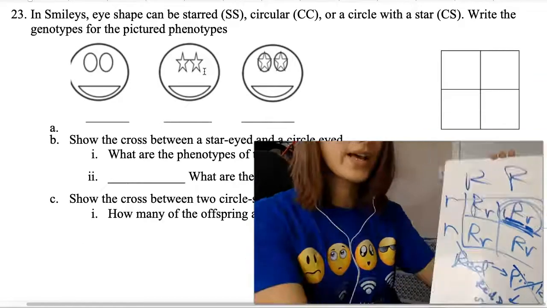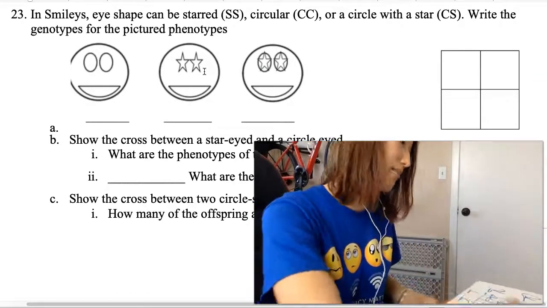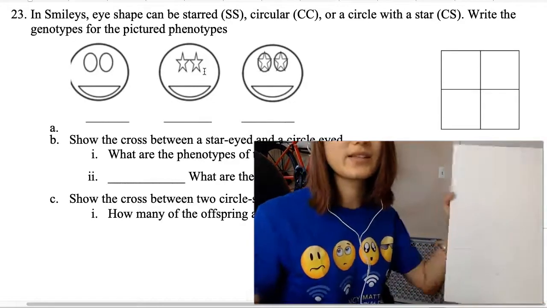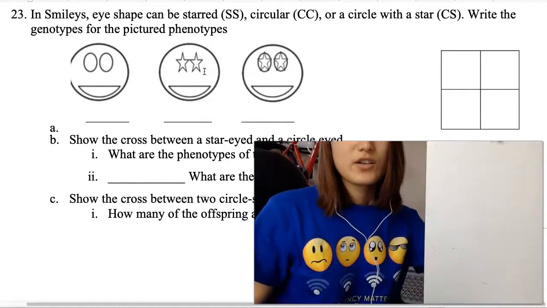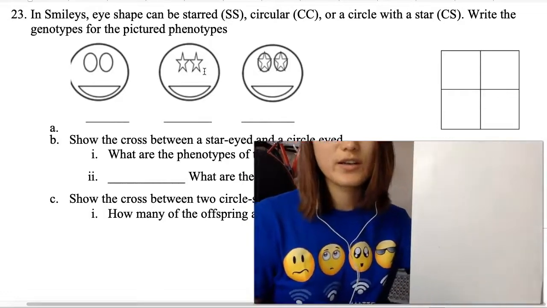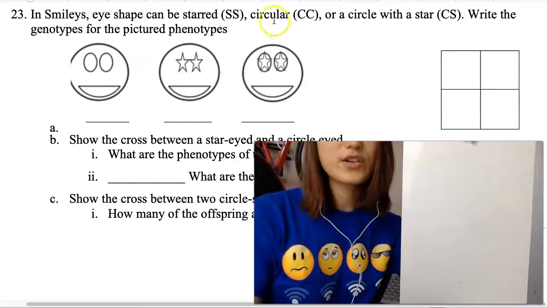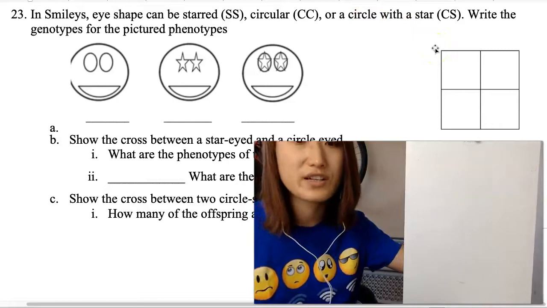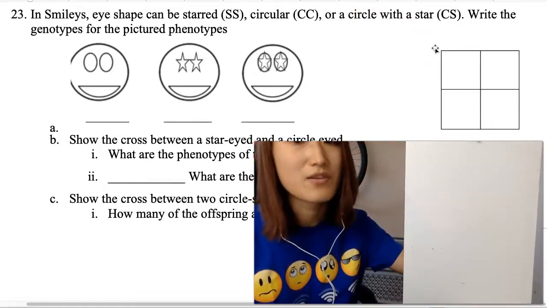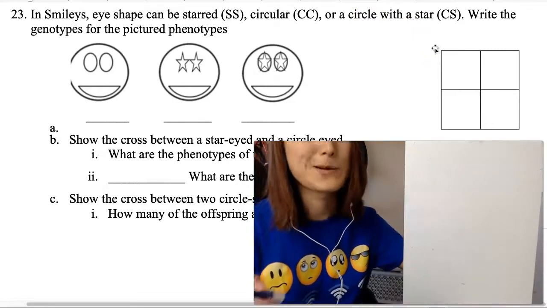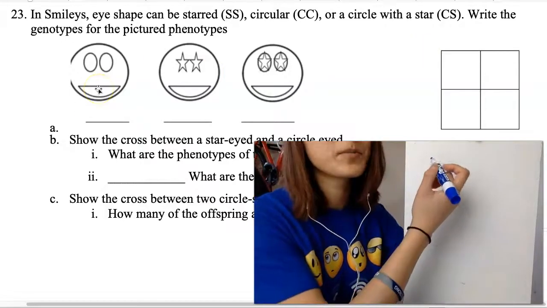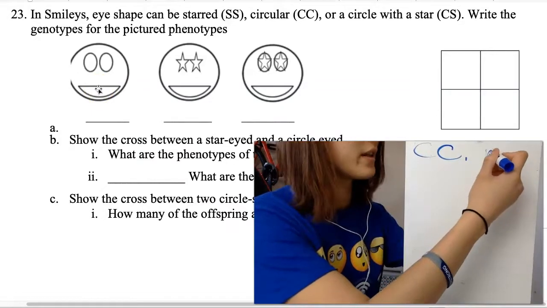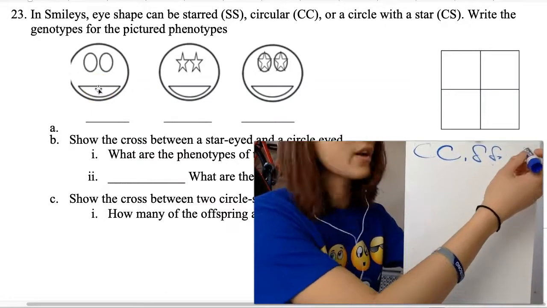Now let's look at a scenario that is made up. So we have smiley faces. We have eye shape that could be starred, circular, or a circle with a star. As you can see, instead of using one type of letter, we are using different letters because we're showing codominance, okay? So for A, we have the circle, that will be CC. We have the star, which is SS. And then circle star is CS.